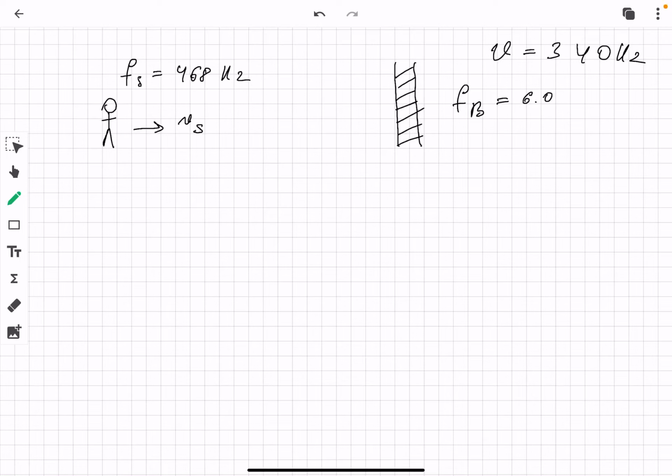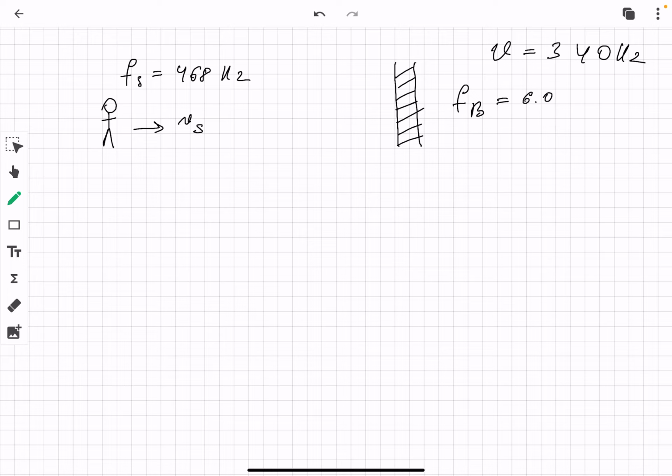A physics student walks down a long hall carrying a vibrating 468 hertz tuning fork. The end of the hall is closer, so the sound reflects from it. The student hears 6 beats per second. How fast is the student walking? Assume that the velocity of sound is 340.